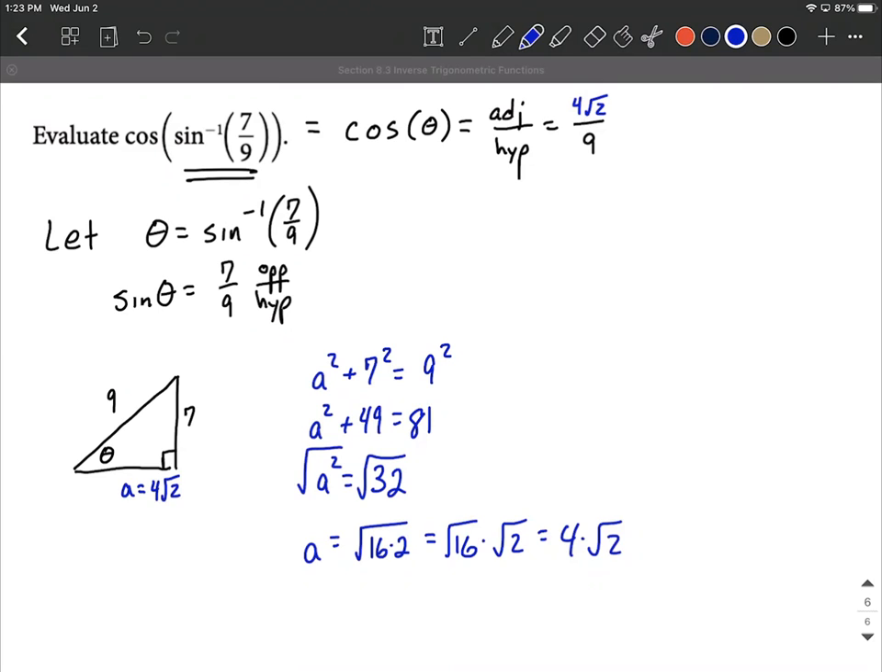I hope this helps out. When you have the inverse function on the inside, do the let statement, draw the triangle. You got this. They're not that bad, but it takes practice.